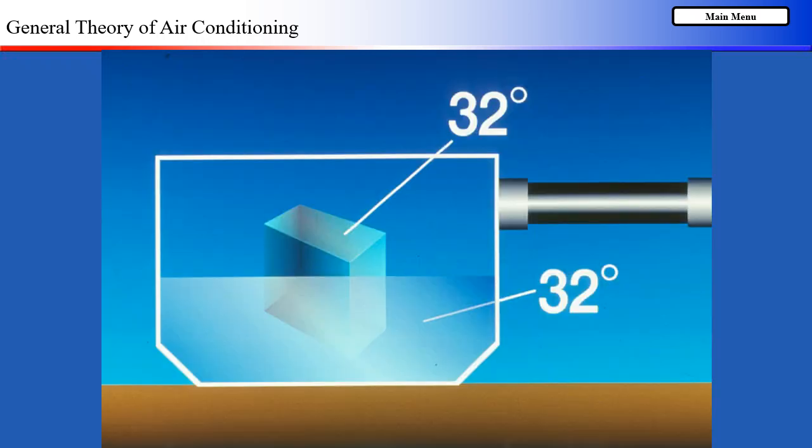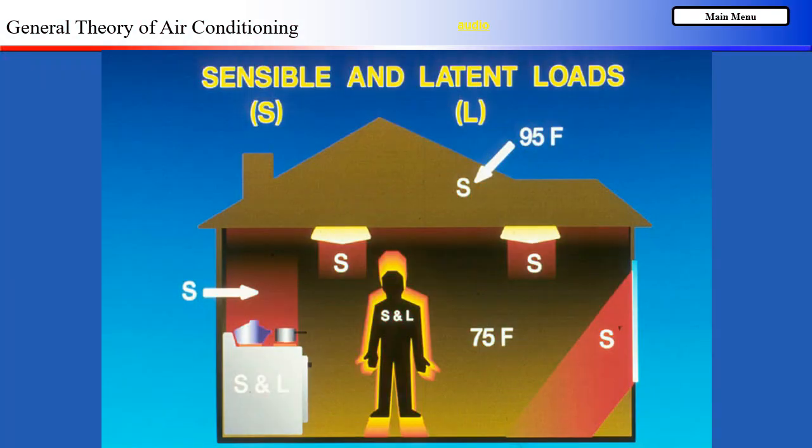For example, the water at 32 degrees Fahrenheit contains the sensible heat needed to warm solid water, ice, to its melting point, 32 degrees Fahrenheit. It also contains the latent heat needed to melt the 32 degree Fahrenheit ice into 32 degree Fahrenheit water. Both sensible and latent heat enter spaces and become a cooling load which must be removed by refrigeration equipment in order to maintain comfort.